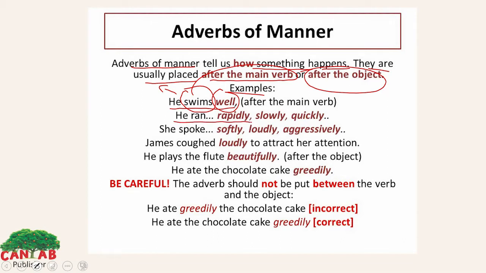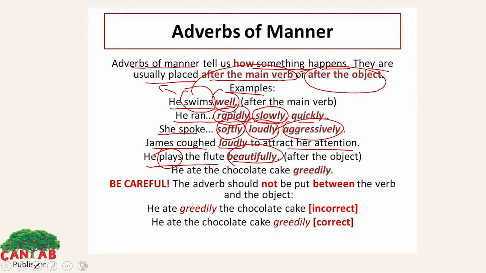He ran rapidly or slowly or quickly. It depends on the person how he ran. She spoke softly, loudly, aggressively. Why are these ending with ly? Because these are the adverbs of manner and they end with ly. James coughed loudly to attract her attention. He plays the flute beautifully.